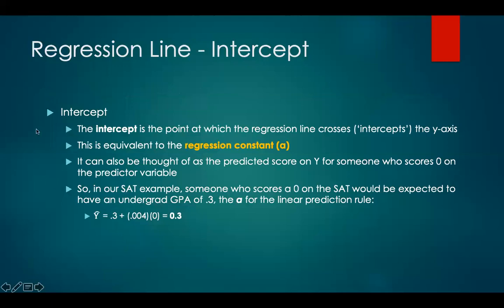Now the intercept is the other point that we need to know for regression. It's the point at which the regression line crosses or intercepts the y-axis. This is the y-intercept in linear mathematics, and this is equivalent to the regression constant, a. So a is the y-intercept. It can also be thought of as the predicted score on y for someone who scores a 0 on the predictor variable x. So in our SAT example, for someone who scores a 0 on the SAT, this person would be expected to have an undergrad GPA of 0.3, the a for the linear prediction rule.